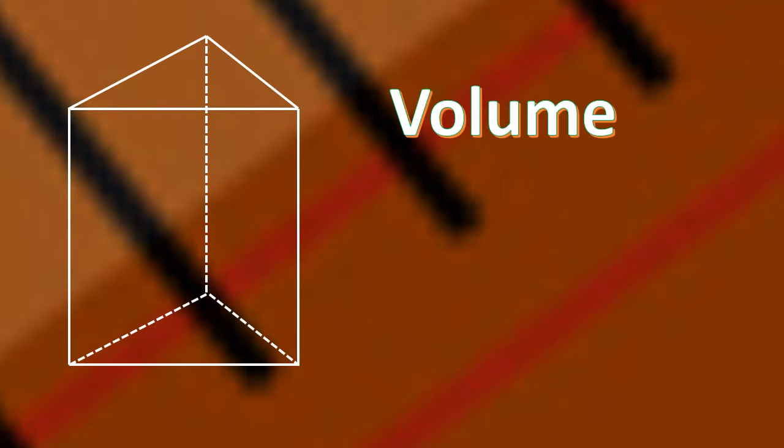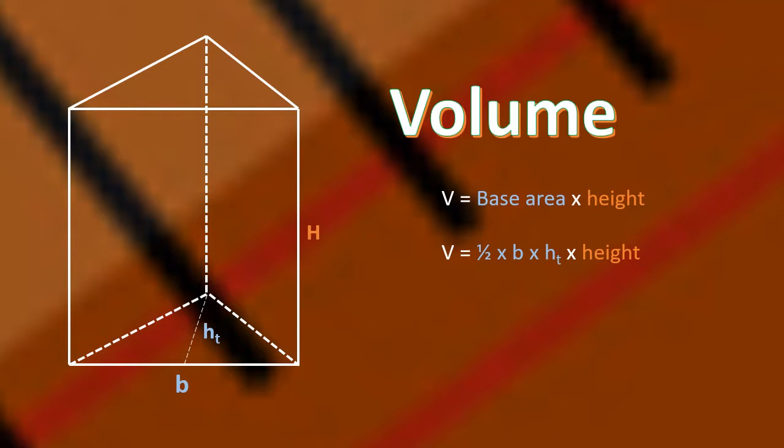We are going to learn about the volume of a triangular prism. We have a triangular prism then. The volume of a triangular prism is equal to base area times height. So it is equal to a half times b times ht times height. It is b, and h is the height of the triangle of the base.